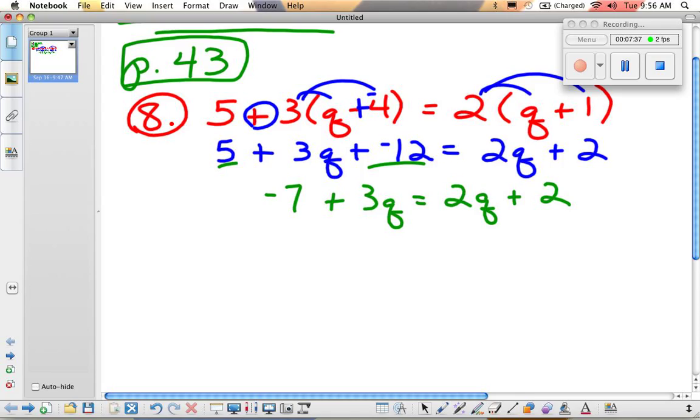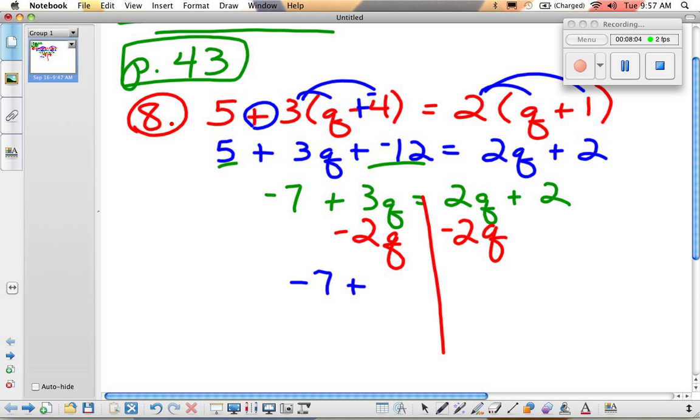The 2q. Let's get those out of here. So if we take the 2q away on that side, then we have to take the 2q away on this side. Now, if there aren't any q's to take away on the other side, you know that you're doing something you don't need to do, really. So what does our equation read now? Negative 7 plus q equals 2. Negative 7 plus 1q, or q. 1q is just q, correct? Equals 2. Okay, go ahead and finish solving that equation.